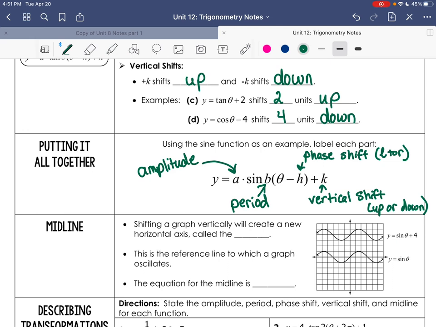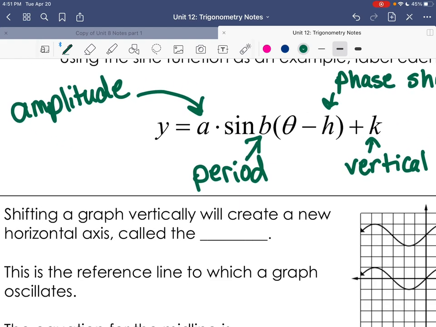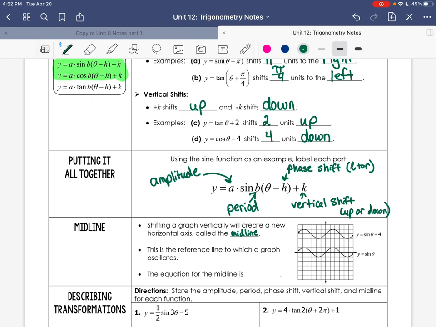Okay, and then the midline, so this is a new word. So shifting a graph vertically will create a new horizontal axis called the midline. So the midline is like an imaginary new x-axis. This is the reference line to which a graph oscillates. So it is the 0 part of that graph now.